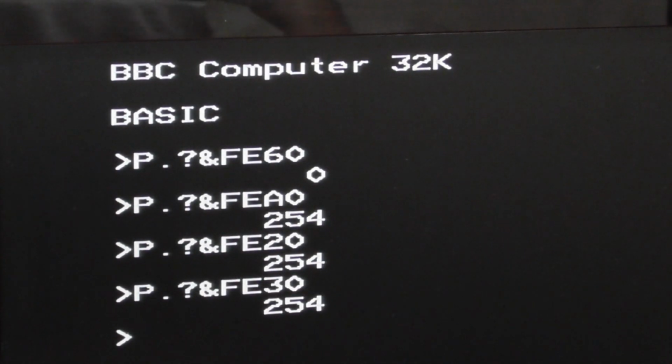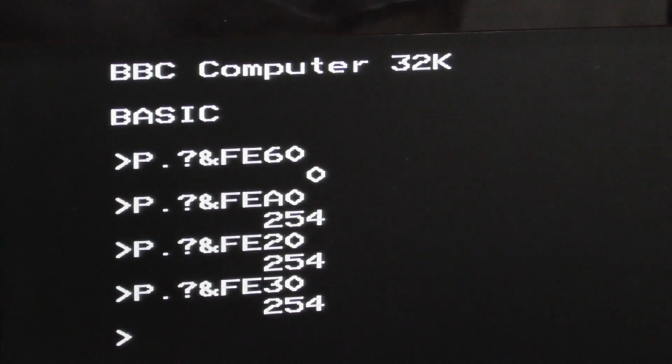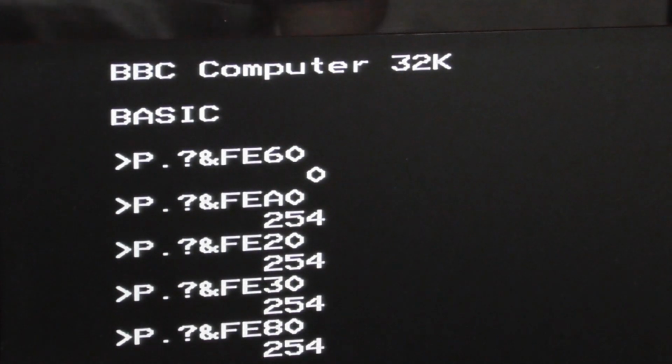FE30 is not mapped at all in read cycles. So yeah, that's interesting. Oh, also there's a floppy disk controller at FE80, which is also returning 254 there. So all of those return 254, but the VIA is returning 0. And I thought that was interesting.